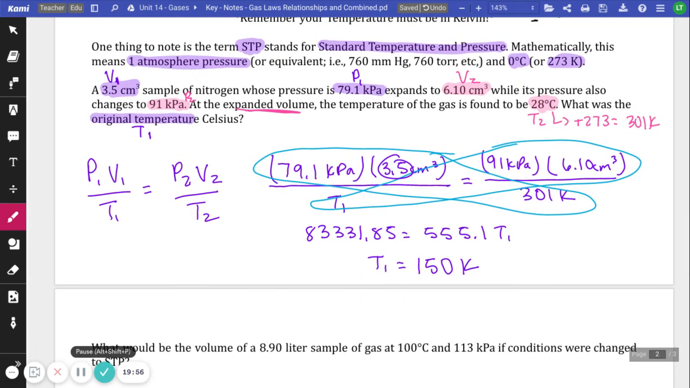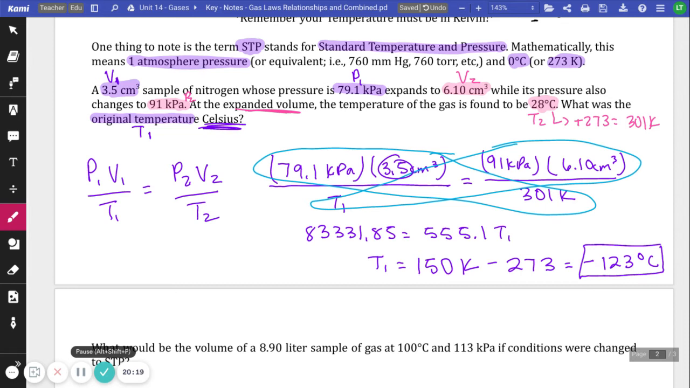However, I'm not quite done yet because it wanted the original temperature in Celsius. So to get back to Celsius, we are going to subtract 273 to get that our new Celsius temperature is negative 123 degrees Celsius. And that's it. That's how we do the combined gas law.